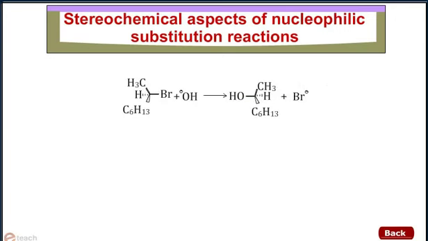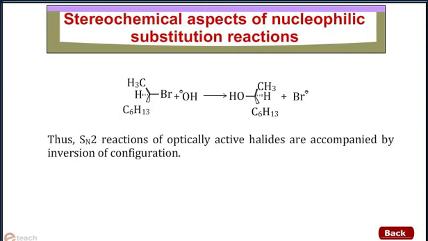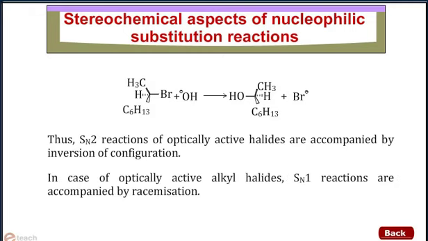The reaction taking place is CHBrCH3 C6H13 plus OH minus gives CH3 H C6H13 OH plus Br minus. Thus, SN2 reactions of optically active halides are accompanied by inversion of configuration. In case of optically active alkyl halides, SN1 reactions are accompanied by racemization.